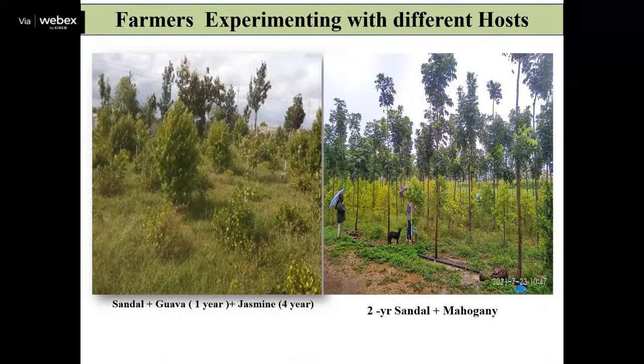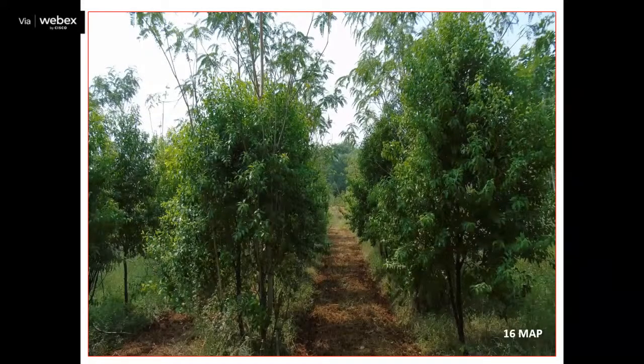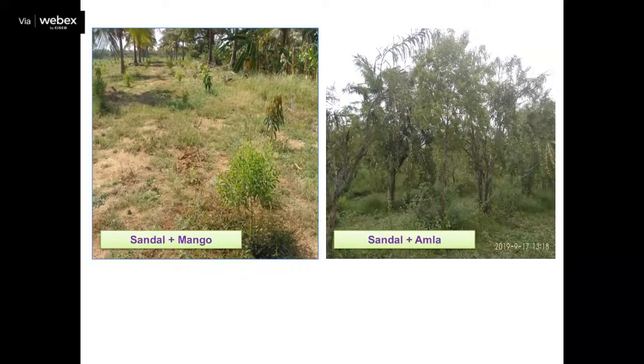They have already experimented. This is sandal plus guava, jasmine, and sandal plus mahogany. So this is why I told sandal supports wood security also, because farmers are using mahogany, melia, and in some cases they are using teak also. And this is Hispania. This is again Hispania plus sandal. This is mango, 1 year old mango plus sandal, amla.